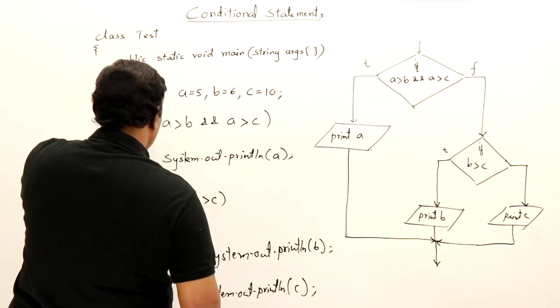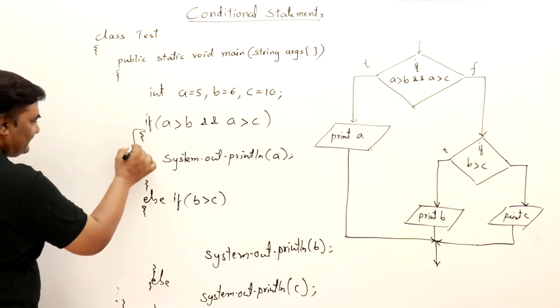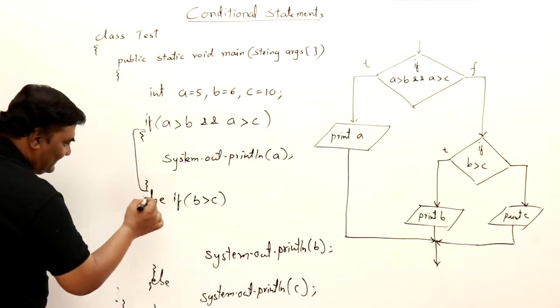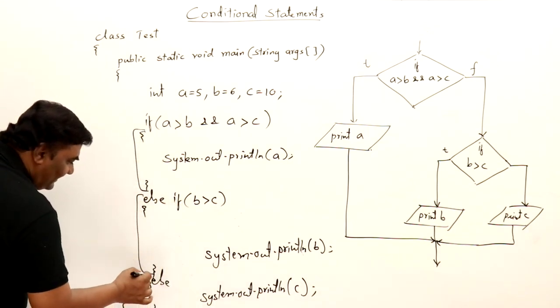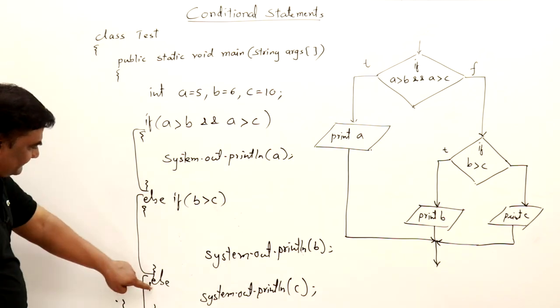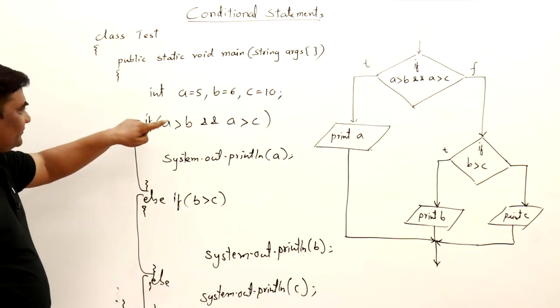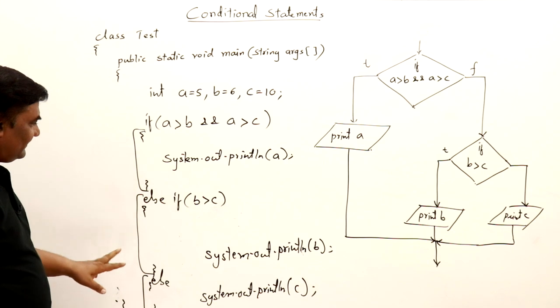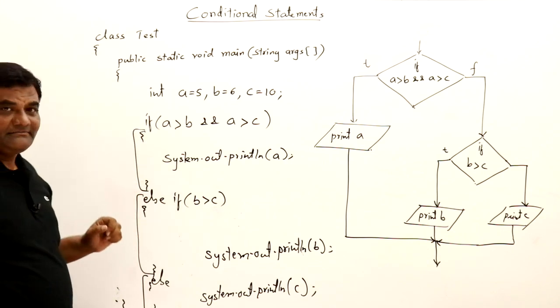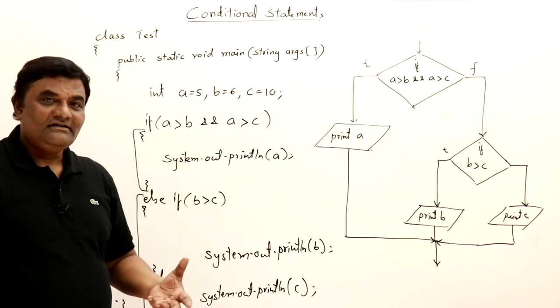So here I have an if, then this is the if block, this is else as well as if till here, and this is else. This else belongs to this if, and this else belongs to this if. So this looks like a ladder. So a nested if can also be written like a ladder.